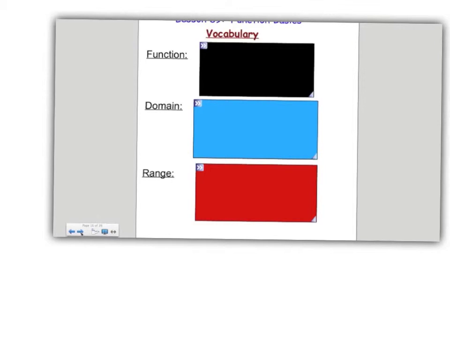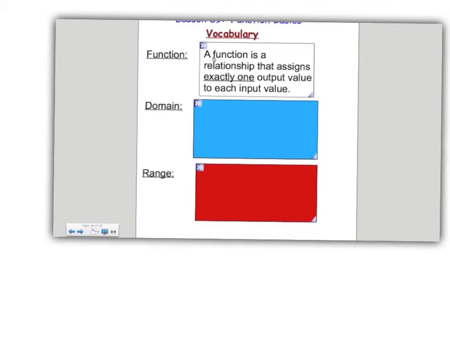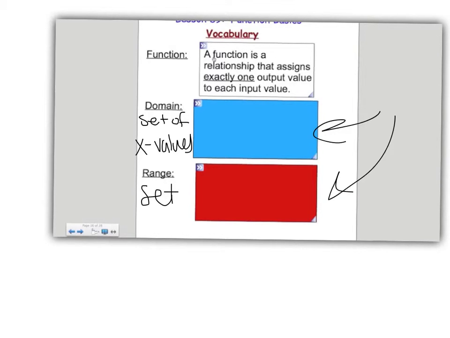So I wanted to touch upon some vocabulary. A function is a relationship that assigns exactly one output value for each input value. I don't really care for the definitions here, so the domain is the set of all X values. The range is the set of, you guessed it, Y values.